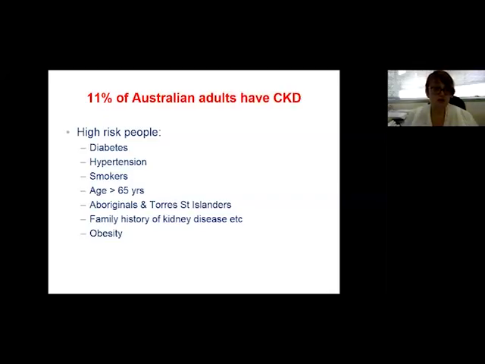And also if you are obese. You may not be a diabetic, not all diabetics are obese, and not all obese people are diabetic, but nevertheless, all of these are high risks for developing chronic kidney disease. In fact, we think that 1 in 3 Australian adults are at risk of developing chronic kidney disease.